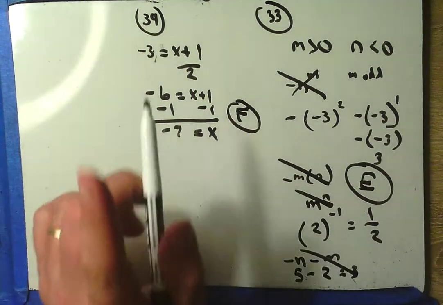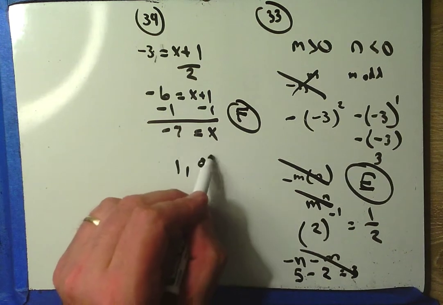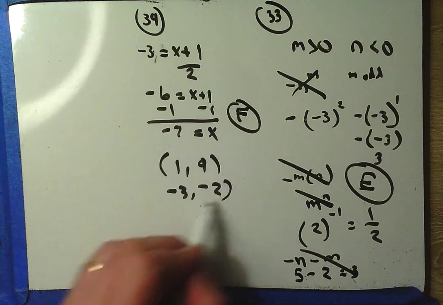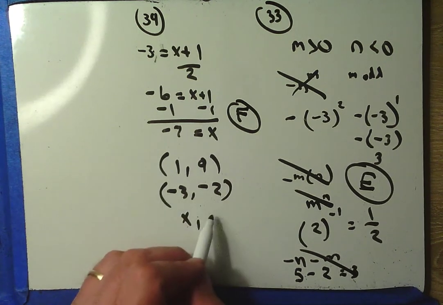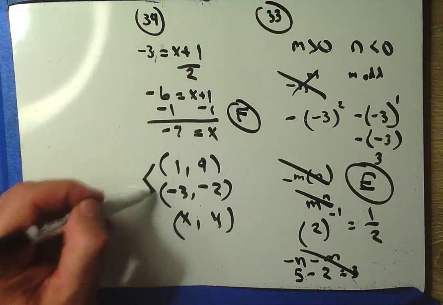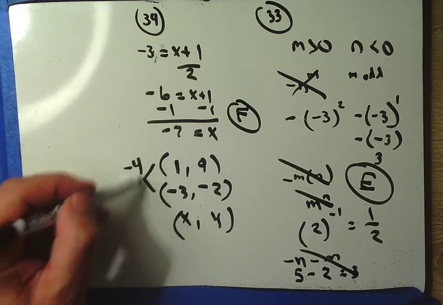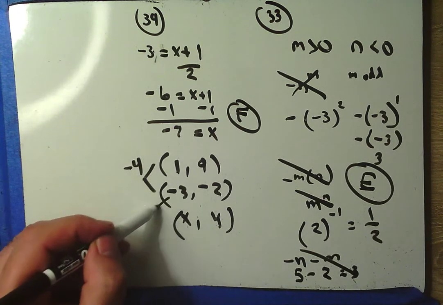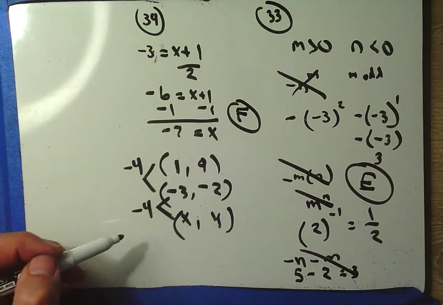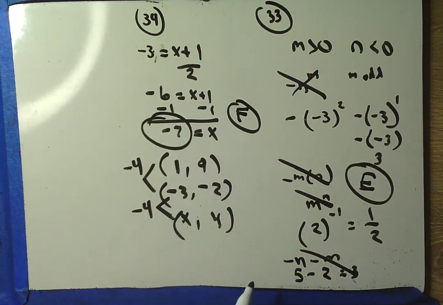I think it's even easier to do this problem this way. Okay, so you've got one number, and then you have your midpoint, and then you have the other endpoint. The distance from here to here, how do I get from 1 to -3? I subtract 4. So to get from -3 to x, to get from the middle to the other end, I've got to subtract 4 more. -3 minus 4 gets me that -7.